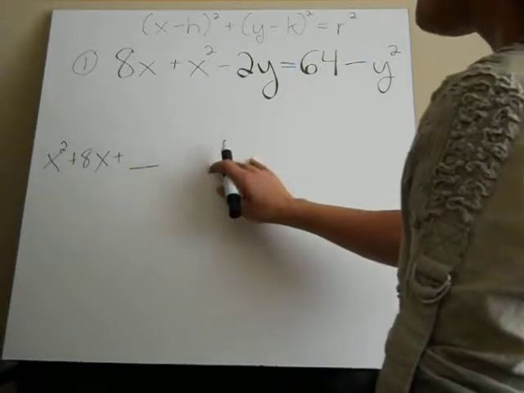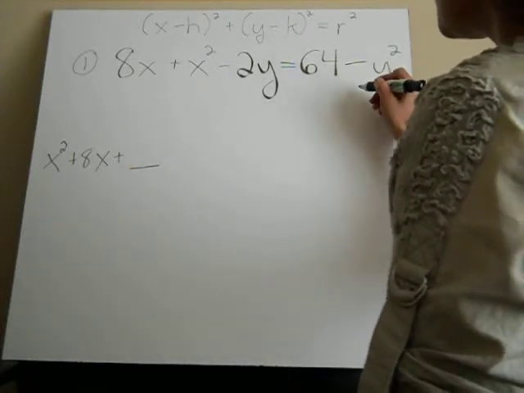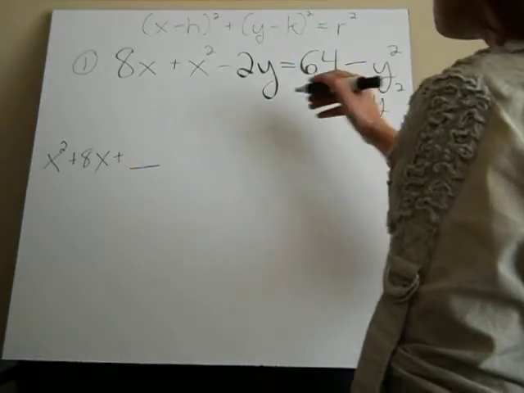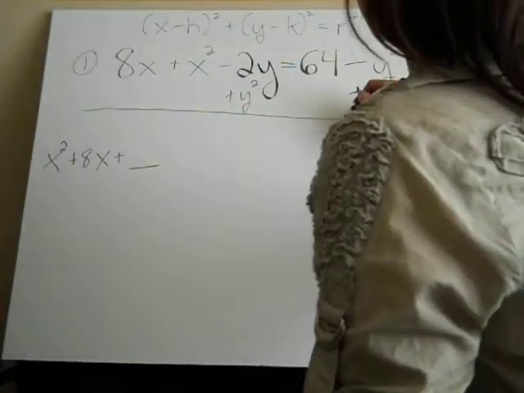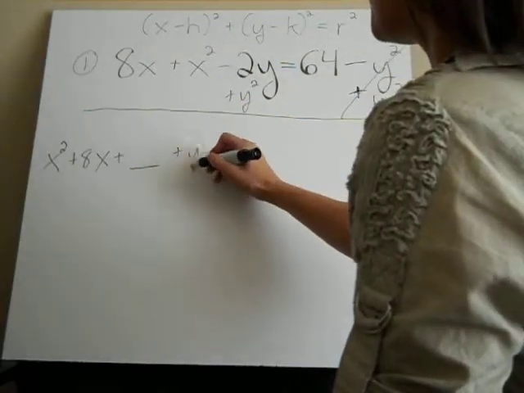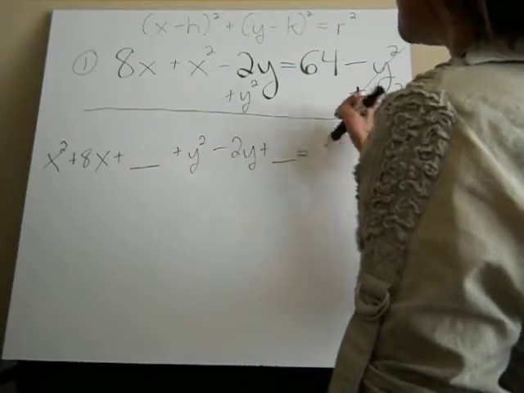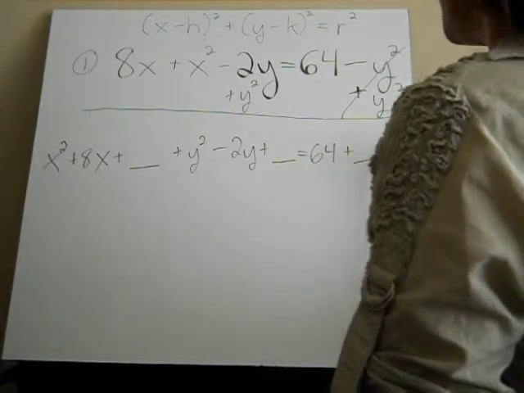Next I want to do the same thing with my y's. But right now my y squared is over here, so I want to add y squared to both sides. And so I have plus y squared minus 2y plus blank is equal to 64 plus blank plus blank.